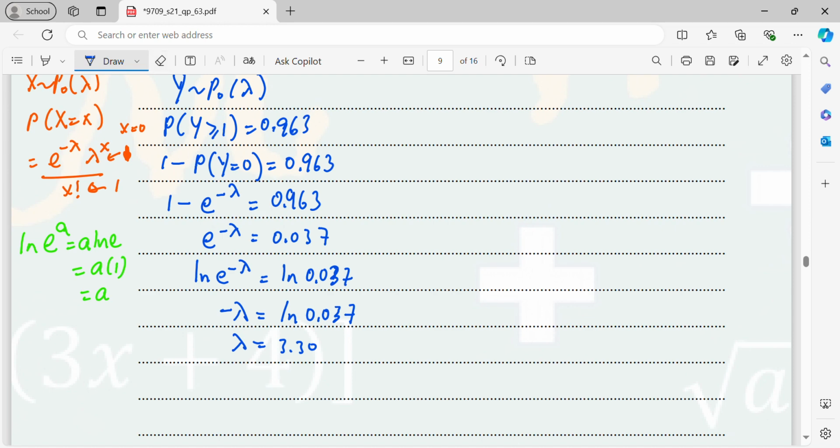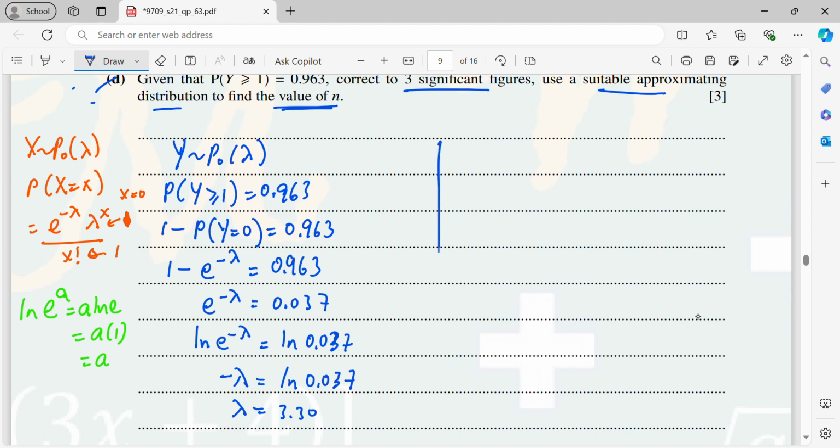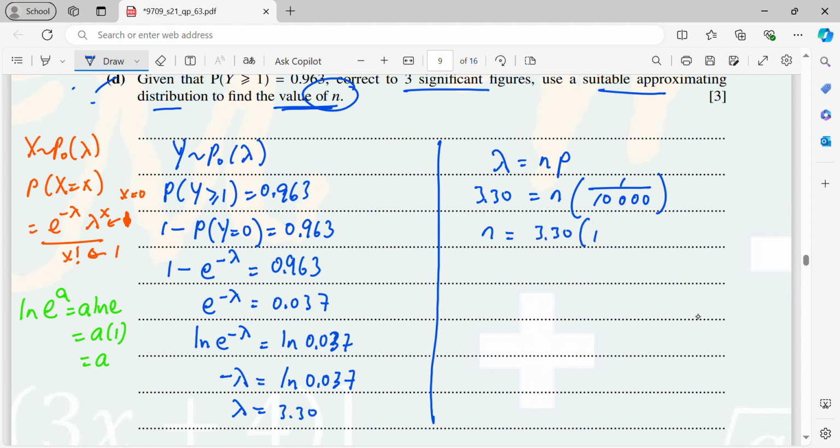Okay, then now here, the question is asking for n. We know that it's supposed to be binomial distributed. So for binomial distribution, the mean, which is the lambda, equals n times p. Now here we already found the lambda as 3.30. Therefore, your n is unknown. P remains at 1 over 10,000. Therefore, now your n is 3.30 times 10,000. Then that is going to be 33,000. Okay, so done for the D.